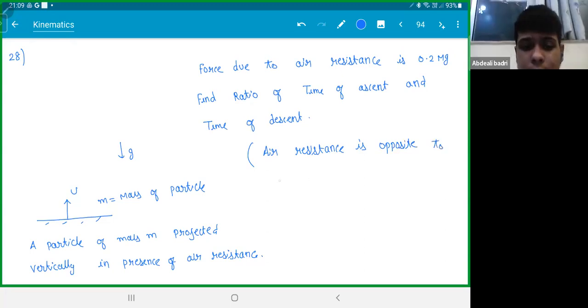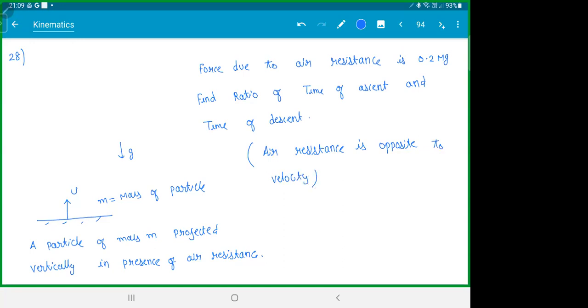You are not given the value of u, so make the answer in terms of u. The initial speed is u. Is the question clear, everyone? A particle is projected with speed u, mass m, gravity is there. On top of it, there is an air resistance which acts always opposite to velocity. And the air resistance value is 0.2 mg, which is not actually true. Air resistance is not constant. Generally it changes.